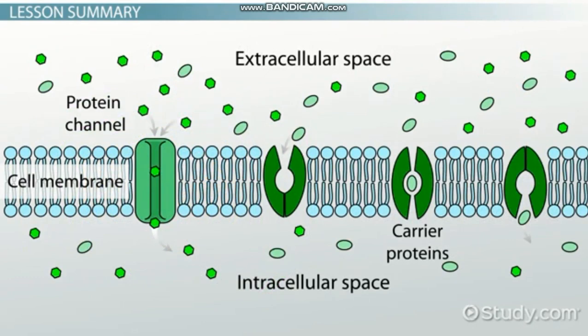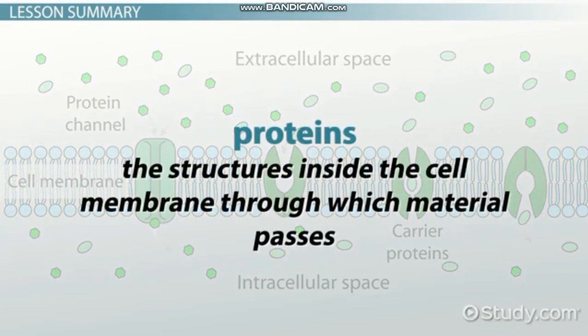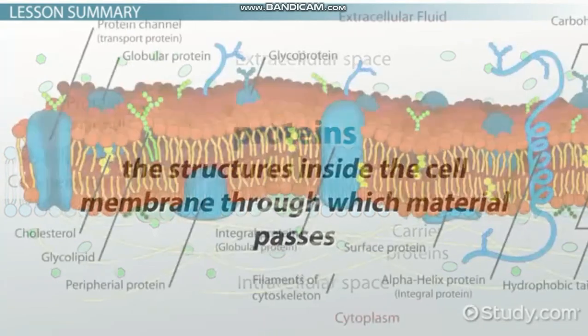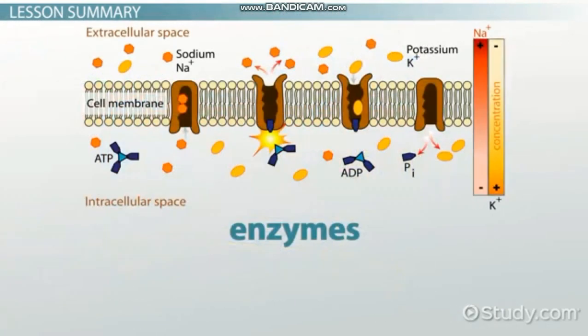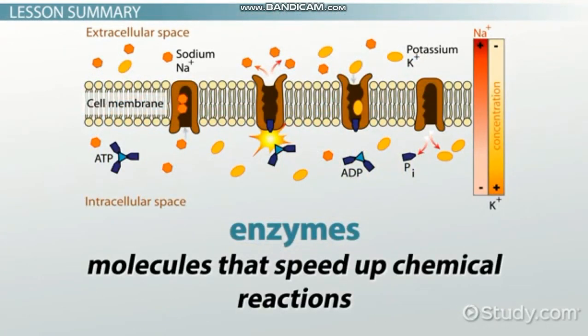The plant cell membrane is capable of performing the second task because of proteins embedded within it. Proteins are the structures inside the cell membrane through which material passes. An example of something that proteins help regulate is the release of enzymes. Enzymes are molecules that speed up chemical reactions.